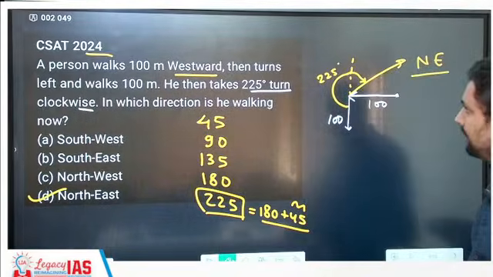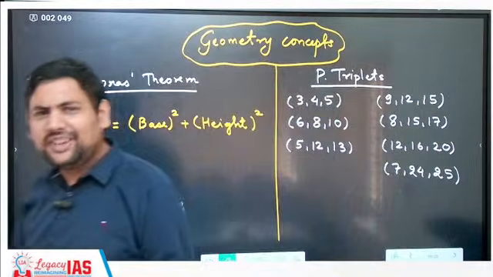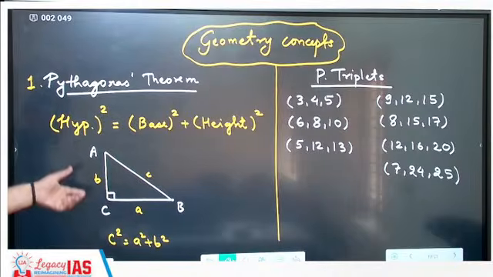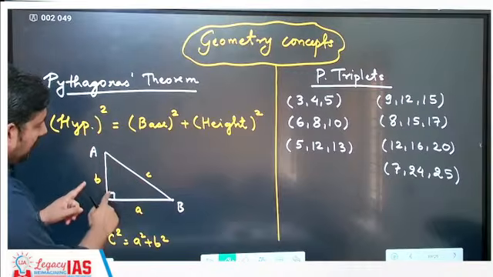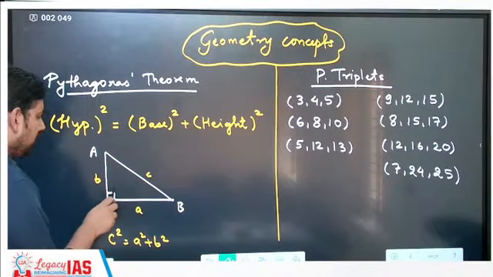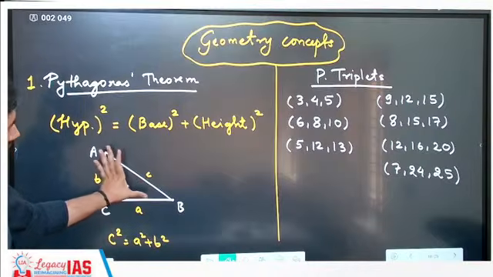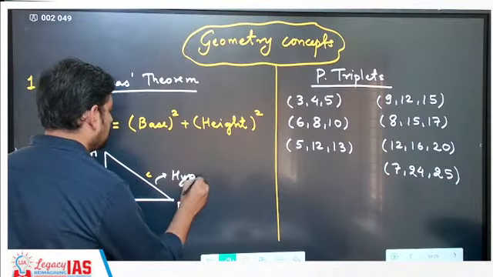Before that we need to learn some very simple geometry concepts. First is the Pythagoras theorem. You might know that if this is a right angle triangle, with a right angle, I make it like this, actually 90 degrees, then in a right angle triangle the length of this side is called the hypotenuse.